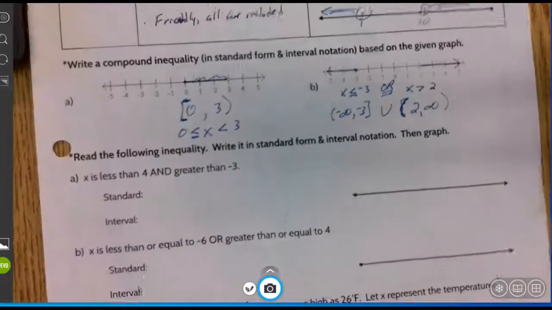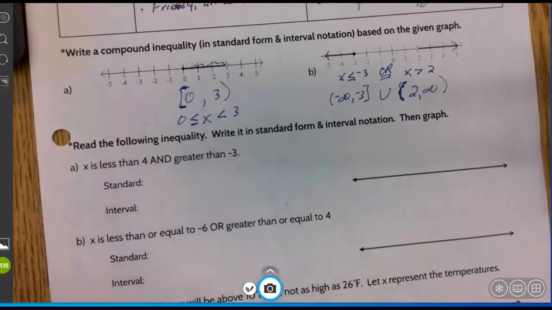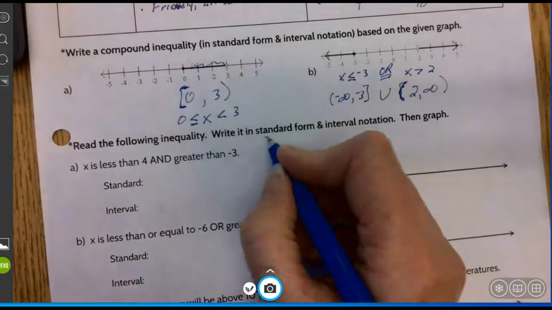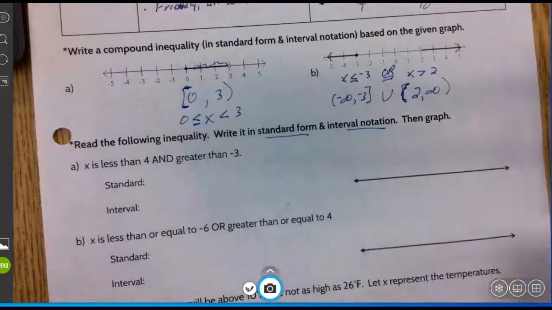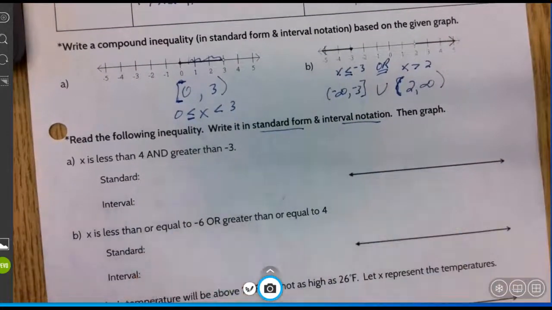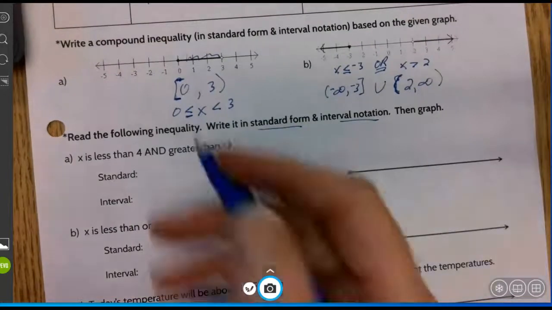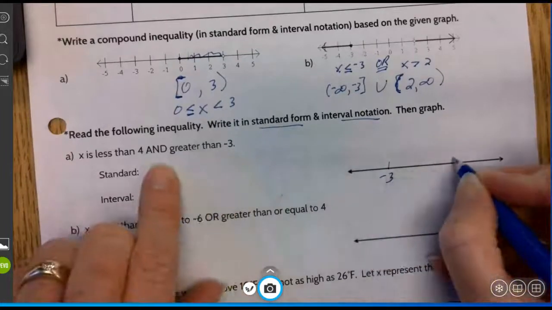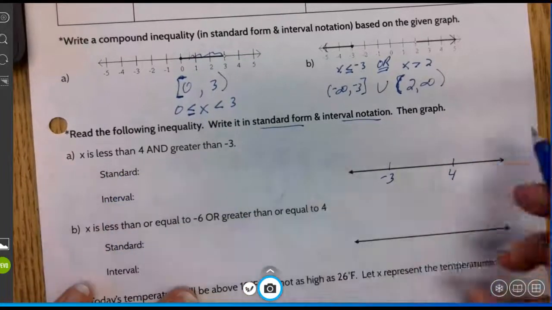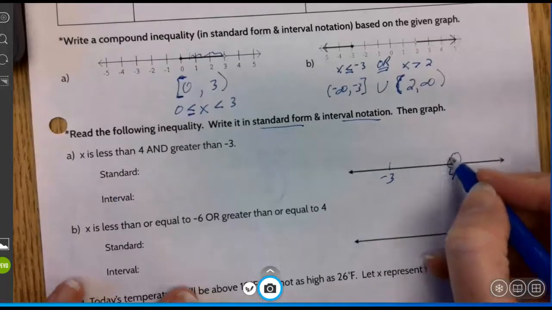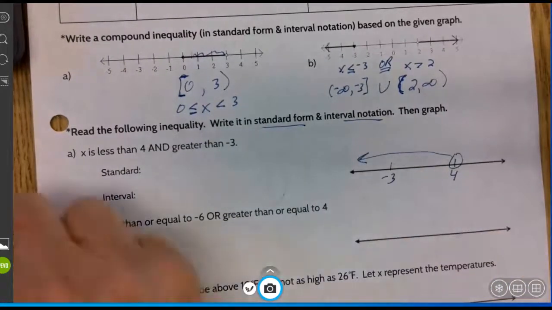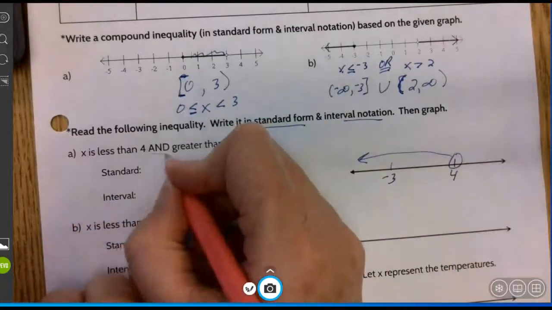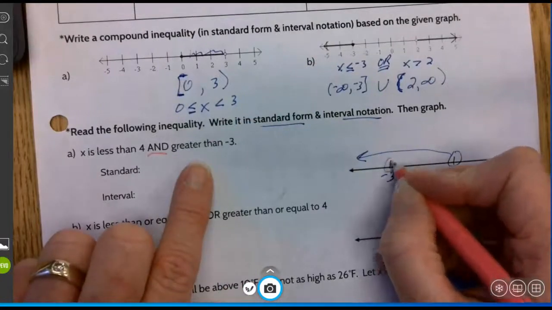Okay? Now we're going to read the following. When we say read, we're going to actually write it out. X is less than 4 and greater than -3. Write in standard form and interval notation and then graph. To tell you the truth, sometimes it's easier to graph these first. But we can do it. Yeah, I'm going to graph it first. It's lots easier. So we have -3 is our smallest and 4. Okay? X is less than 4. And then we have, and it's greater than -3.